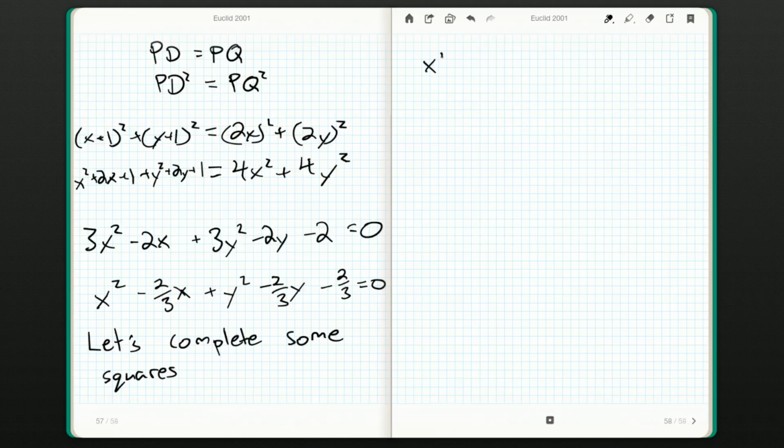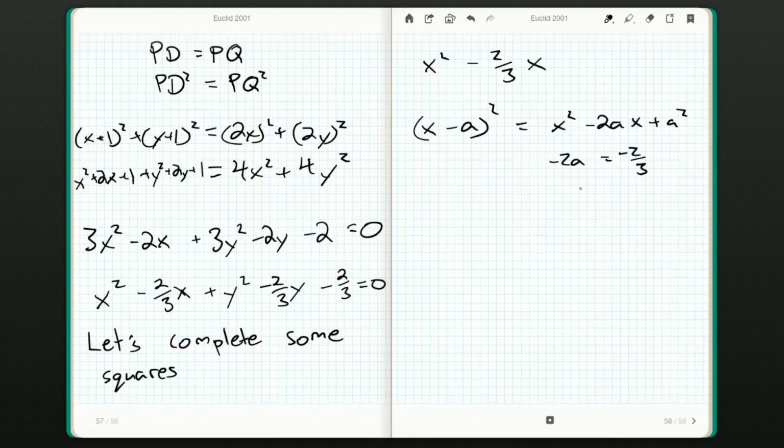So if I have x squared minus 2/3 x, I want it to look like x minus a squared. That's going to be x squared minus 2ax plus a squared. So my minus 2/3 is minus 2a, so a is going to be 1/3. So I need to add on 1/3 squared, which is 1/9.